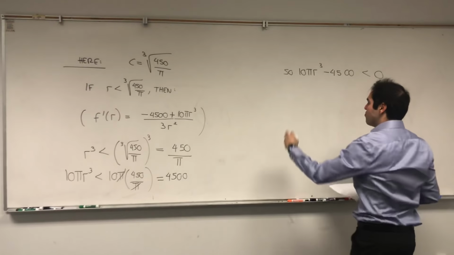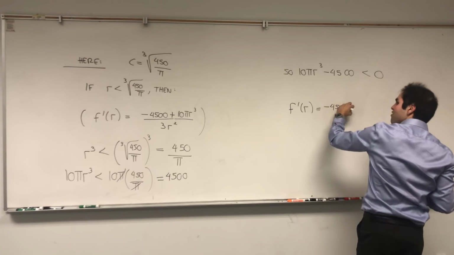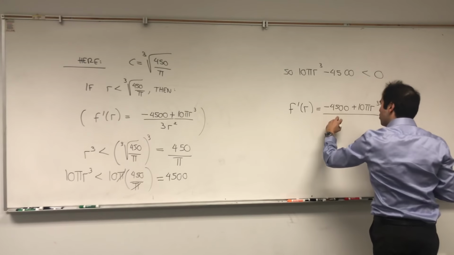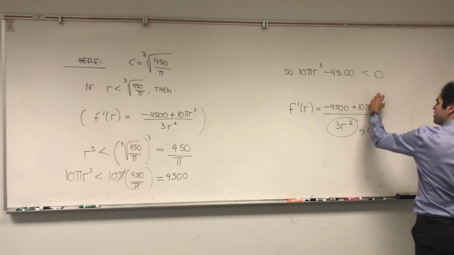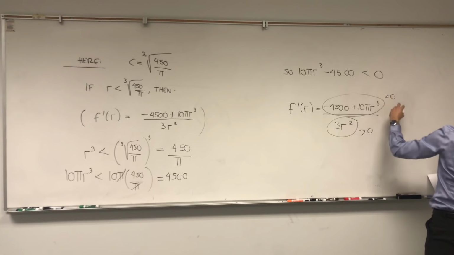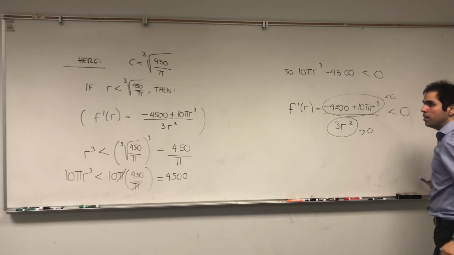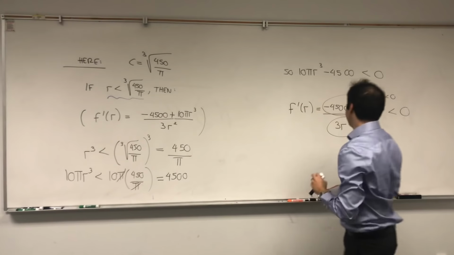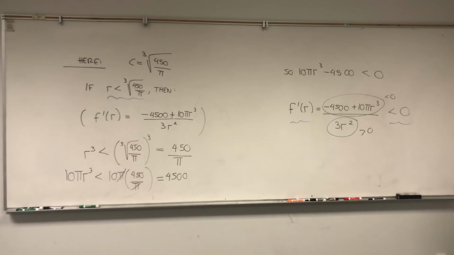And so f prime of r, which is minus 4,500 plus 10 pi r cubed over 3r squared. Again, as I said, this is always positive. We've just shown that this is negative. So this whole thing is negative. In other words, what have we shown? Then if r is less than the critical point, then f prime is negative. So f is indeed decreasing up to your critical point.